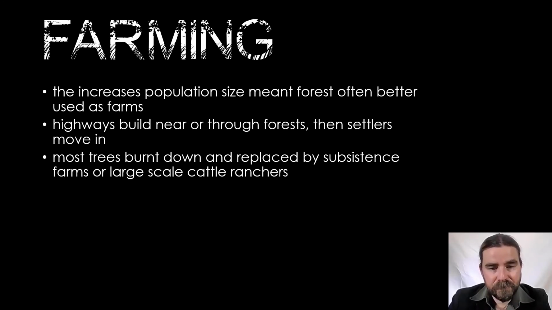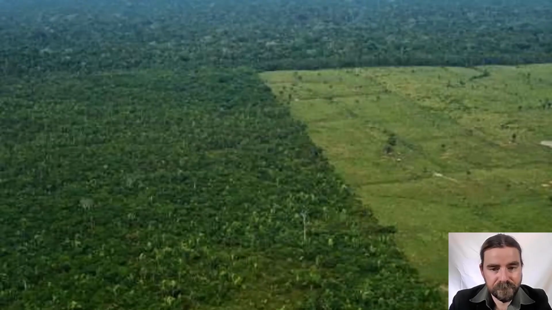So when farms take over forests, it's replaced by those survival farmers or subsistence farmers or large-scale cattle ranchers. Cattle are cows, male cows. For meat, if you eat beef, you're supporting cattle ranching. So there's an example of a farm that's been carved out of the forest. Sad.